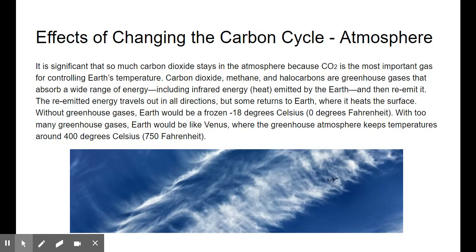It is significant that so much carbon dioxide stays in the atmosphere because CO2 is the most important gas for controlling Earth's temperature. Carbon dioxide, methane, and halocarbons are greenhouse gases that absorb a wide range of energy, including infrared energy or heat emitted by the Earth, and then re-emit it. The re-emitted energy travels out in all directions, but some returns to Earth where it heats the surface. Without greenhouse gases, Earth would be a frozen minus 18 degrees Celsius. With too much greenhouse gases, Earth would be like Venus, where the greenhouse atmosphere keeps temperatures around 400 degrees Celsius.